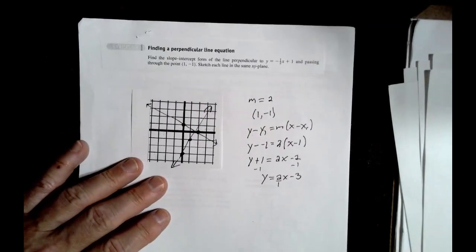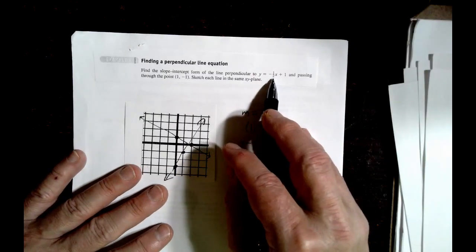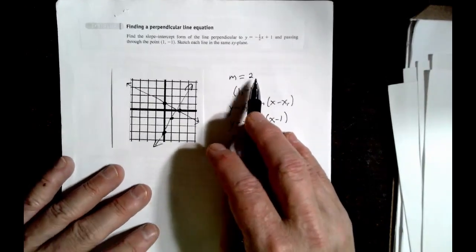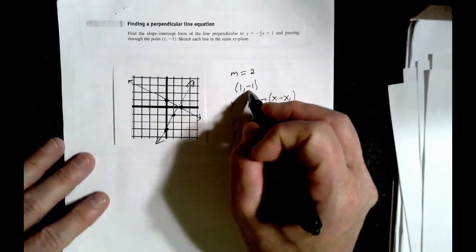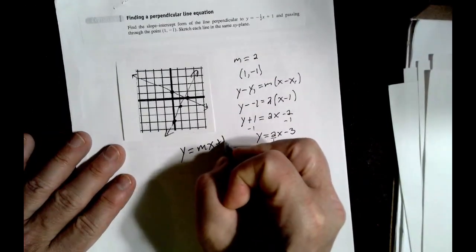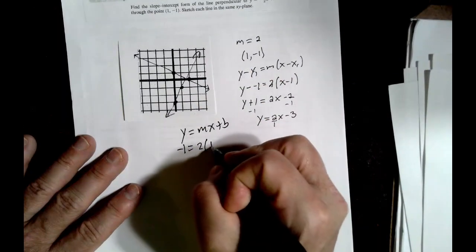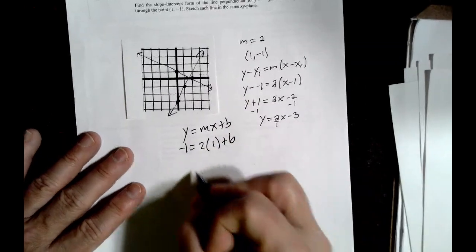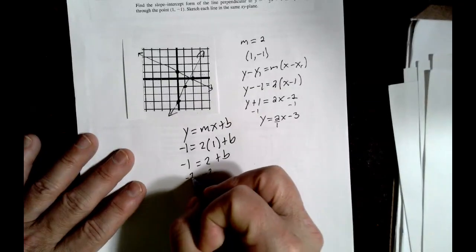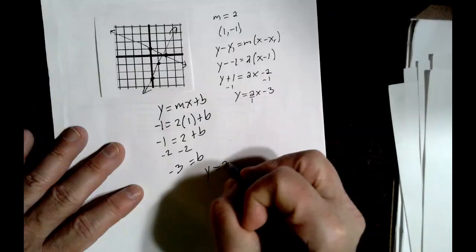Find the perpendicular line to this guy here. So if this guy has a slope of -1/2, we're going to flip that and change the sign, and we get +2/1 or +2. So now that we know m is 2 and we got the point 1, -1, we can do it this way. mx plus b. And we know our y is -1. We know our m is 2. We know our x is 1. And we don't know b. So -1 equals 2 plus b. So we subtract 2. And we get -3 equals b. So y equals 2x minus 3.